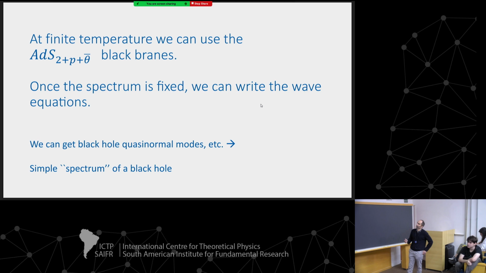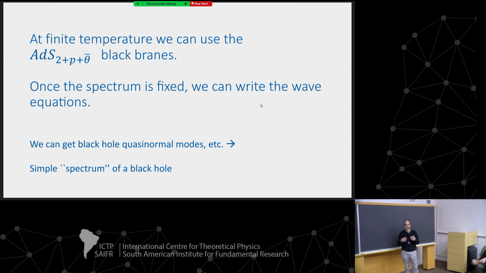Now, at finite temperatures, it's also useful to use that AdS picture because you can now have the black brane, and once the spectrum of fields is fixed, you can write the wave equations around that black brane and get the quasi-normal modes, for example. And we did that in our paper. The quasi-normal modes give you a simple response of the black hole, something purely Lorentzian, that if you were to simulate this model, would be a very simple observable for which we have a prediction from gravity.